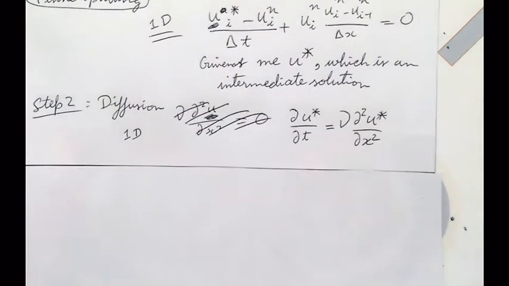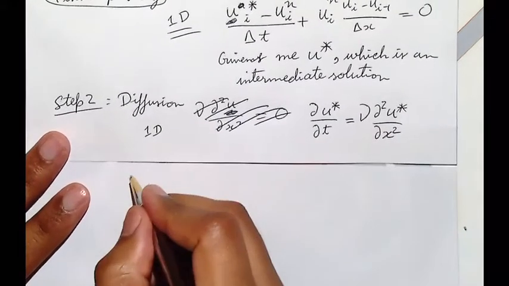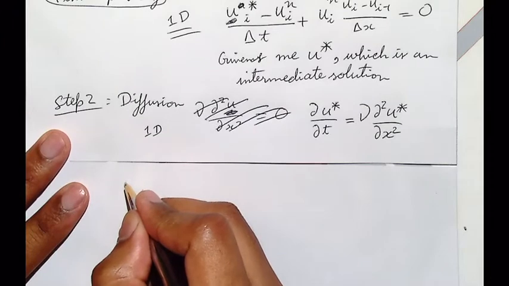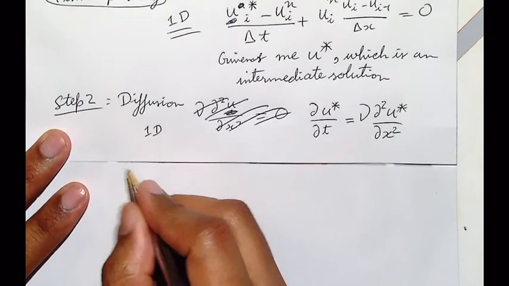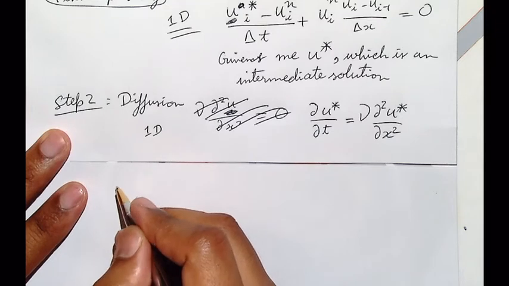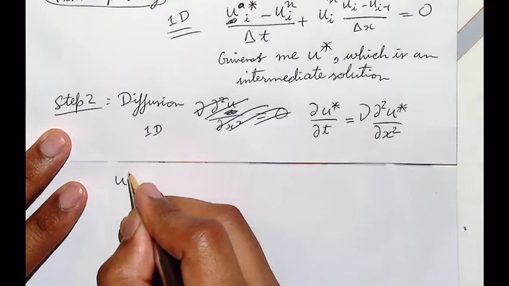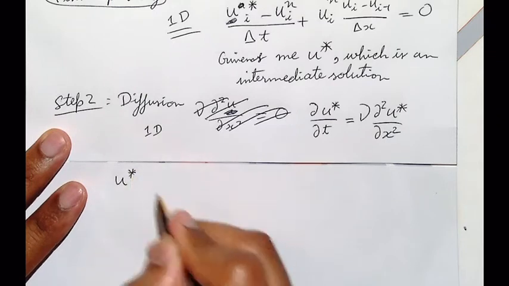And then we can write this as, what should I write the left-hand side as? Should I write u^{n+1} minus u star? No, u star minus u^i.